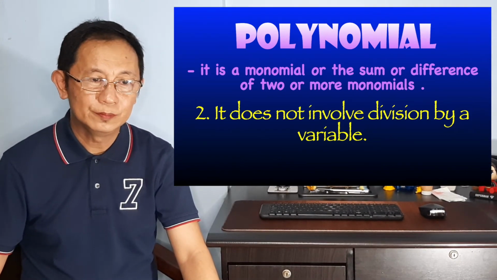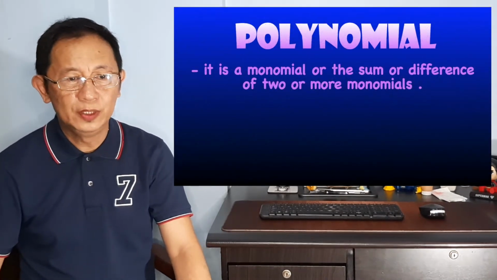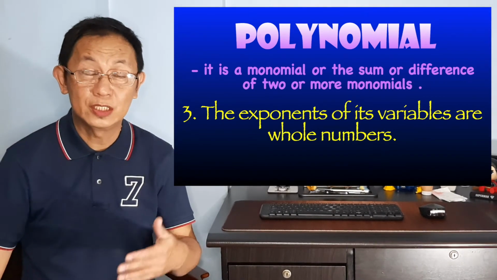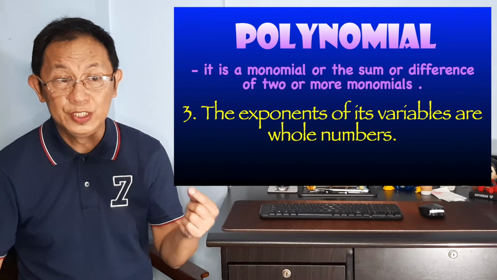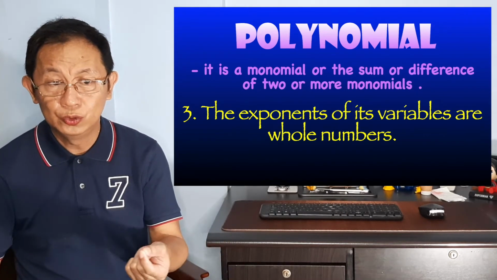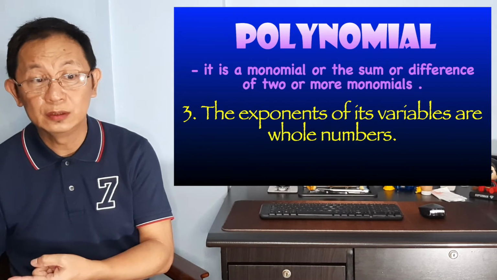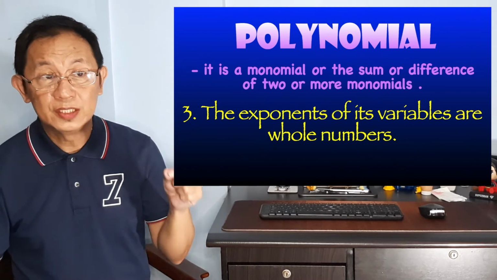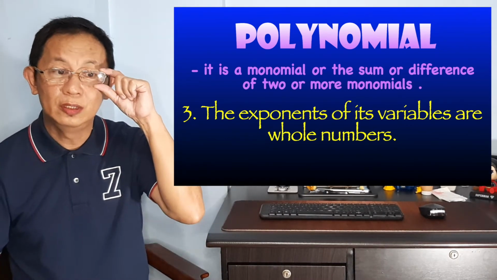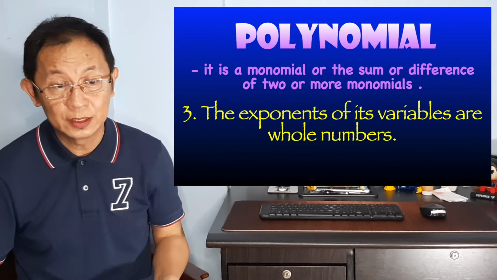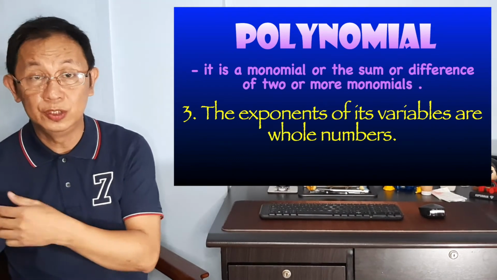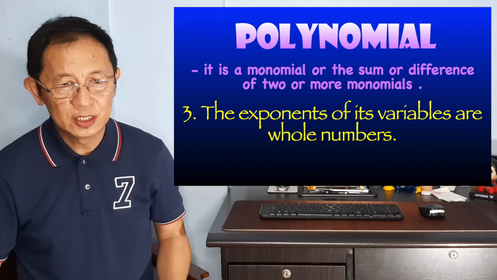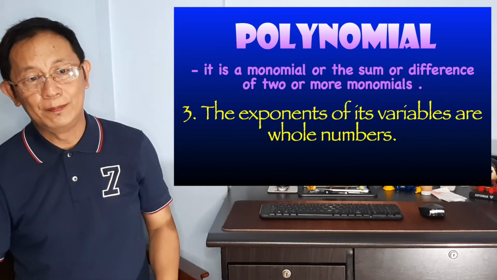Third condition, the exponents of each variable are whole numbers. So, alam nyo na, discuss ko na sa inyo kung ano yung mga whole numbers, no? It starts with 0, 1, 2, 3, 4, and so on and so forth. So, negative numbers are not whole numbers. Decimal and fractions are not whole numbers. So, para maging polynomial, dapat ang exponents ay whole numbers.